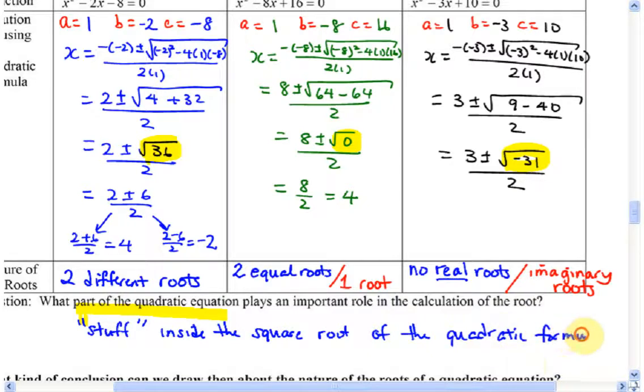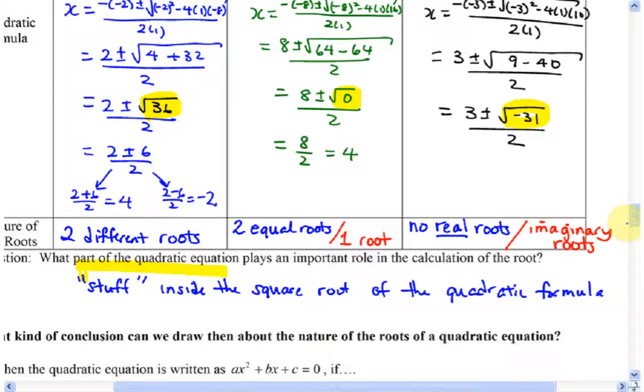Now, Vincent just said to me, "Mr. Lee, this is so long, this stuff is so bad." Let's go ahead and describe it. What is the stuff inside the square root? If you look at the formula, what's the formula? x equals negative b plus or minus the square root of... square root of what? Yeah, it's just b squared minus 4ac.